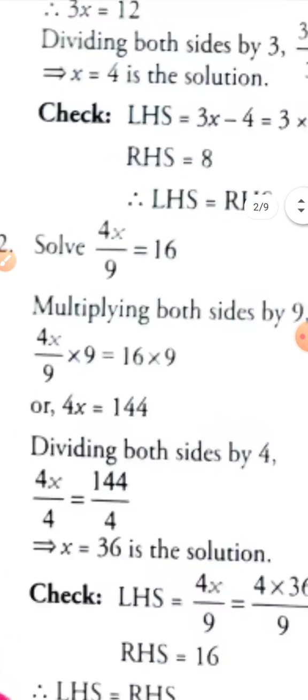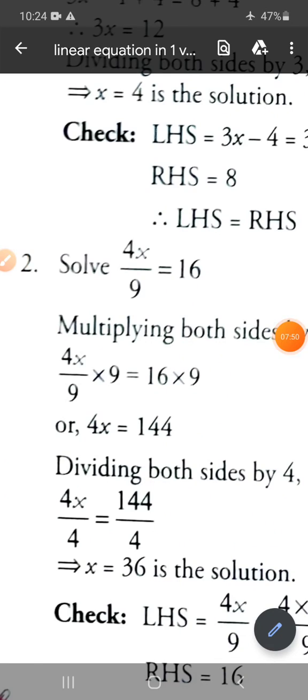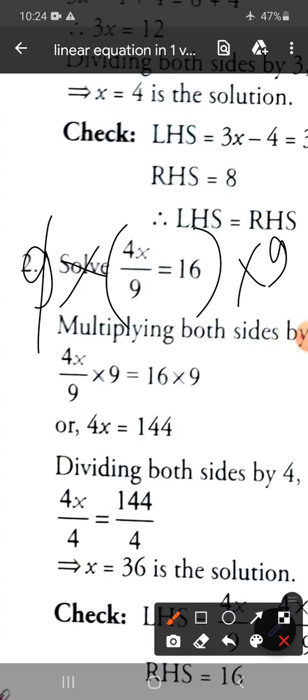So to solve this equation, what we want to first do is we want to eliminate this 9 from the denominator. For that, what we will do is we will multiply by 9 on both the sides. So multiplying by 9 on both sides, this 9 will be cancelled with this 9. What we will be left with is 4x is equals to 16 times 9 is 144.